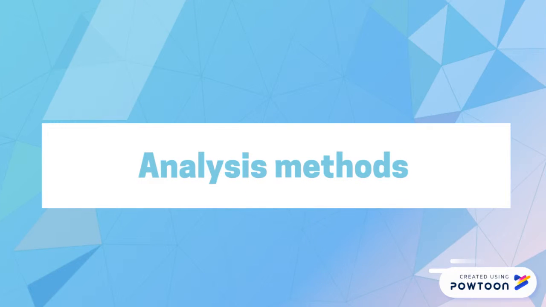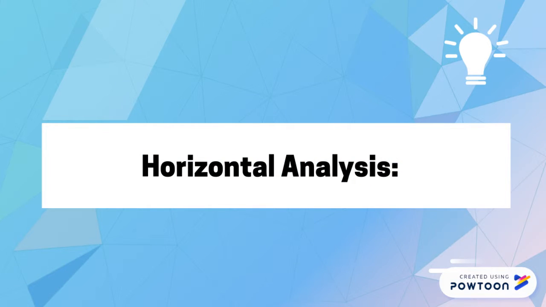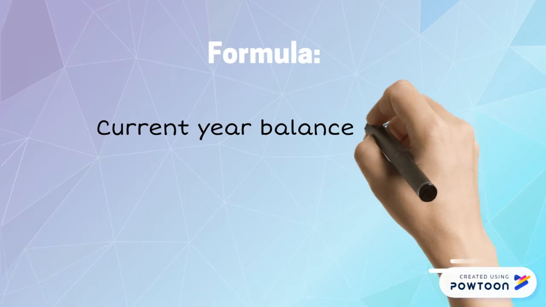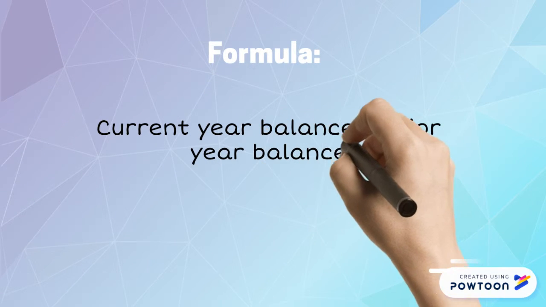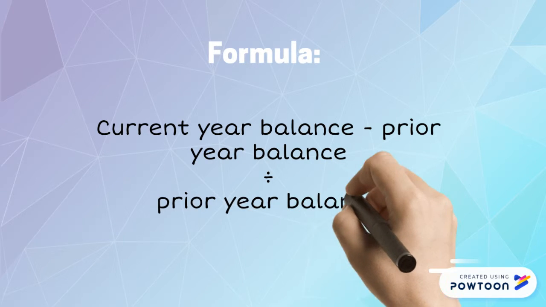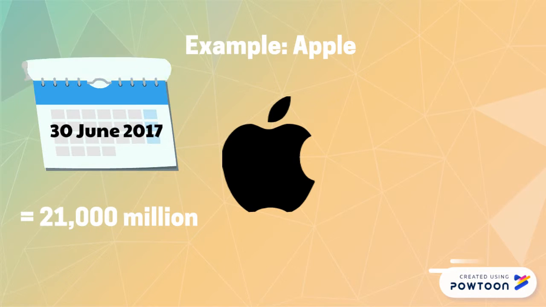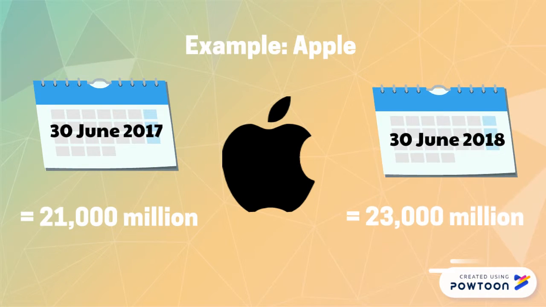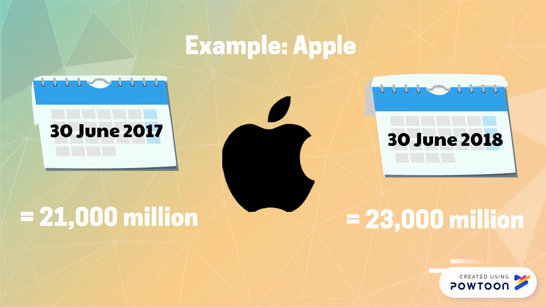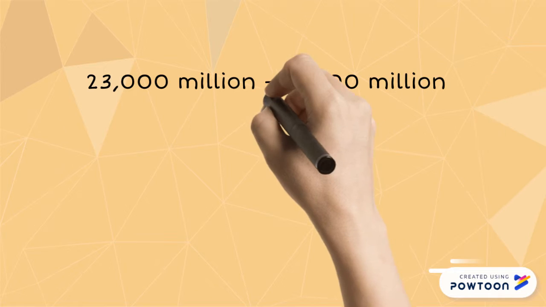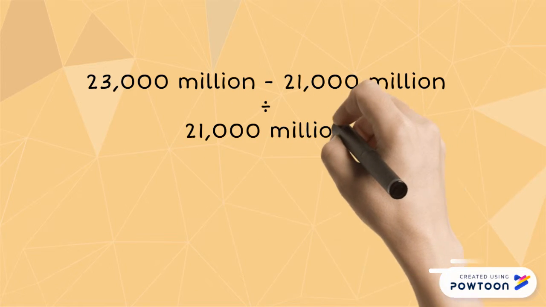The first analysis method is horizontal analysis. Horizontal analysis is a method of analyzing a company's account balances over time. The formula is current year balance minus prior year balance, divided by prior year balance. Let's look at an example. These are Apple's accounts receivable balances for the year ended 30 June 2017 and 30 June 2018. When we place these amounts into the formula, we see that there is a 10% increase.